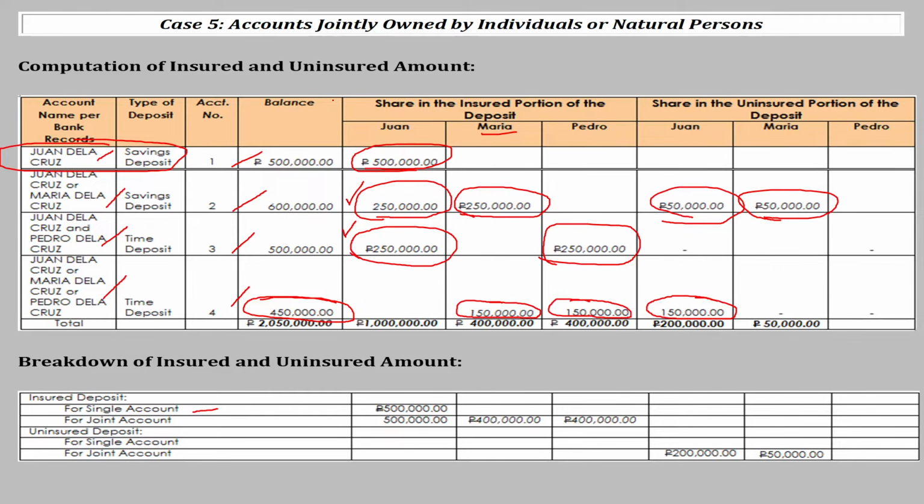Tingnan mo tong account, yung account ni Maria de la Cruz muna. Okay? So, meron siyang MDIC or yung maximum deposit insurance coverage na 500,000 for joint accounts. Okay? So, out of that 500,000 pesos, 250 pa lang yung na-exhaust ni Maria. And the same is true with Pedro de la Cruz. 250k pa lang yung na-exhaust niya dun sa 500,000 na MDIC. So part pa rin siya ng insured portion of the deposit. Okay?